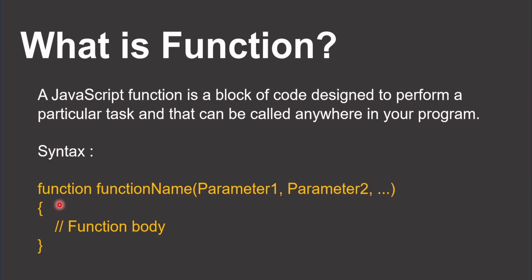So here you can see a function is defined with the function keyword followed by the name of the function and followed by parentheses, open and close parentheses. And the parentheses may include parameter names separated by commas. The function name can contain letters, digits, underscore, and dollar sign.